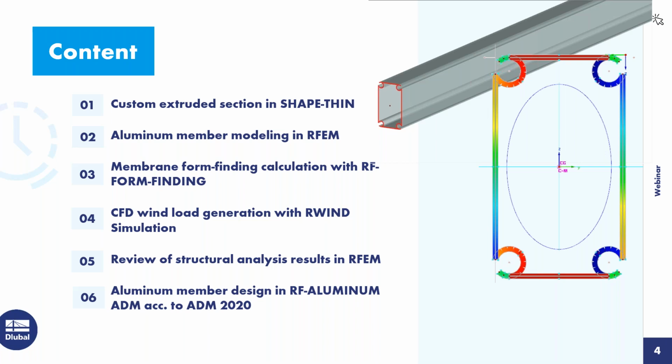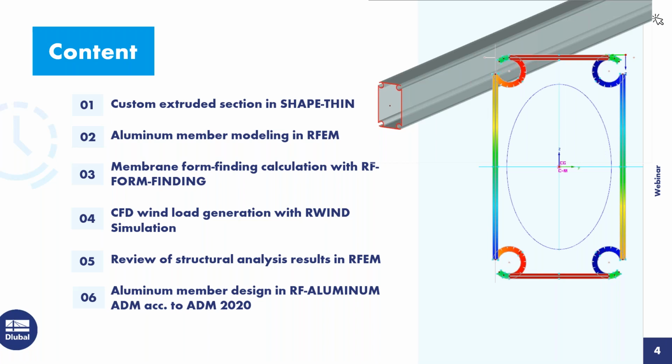From here, I'm also going to utilize some fabric membranes for the aluminum structure, and we'll utilize the add-on module RF-FORM-FINDING, which will allow us to calculate the form-finding shape of these fabric membranes and cable elements. We're also going to use our standalone program, RWIND Simulation. This runs a computational fluid dynamics analysis to essentially integrate this structure into a numerical wind tunnel. We'll calculate the wind loads and integrate those back into RFEM for the static analysis. And finally, we're ready to run the full analysis in RFEM for the consideration of all load cases and combinations.